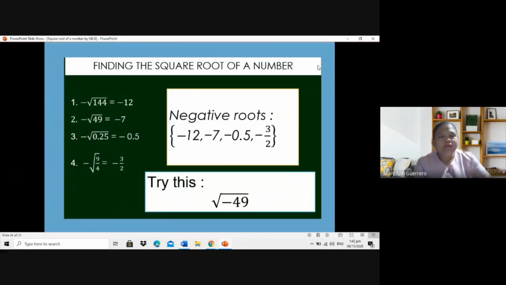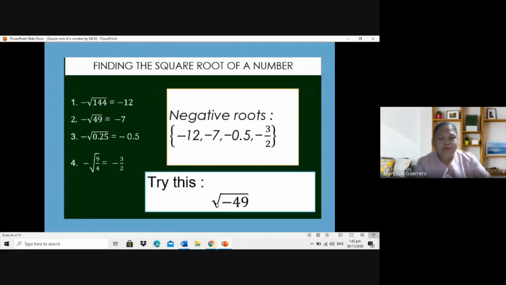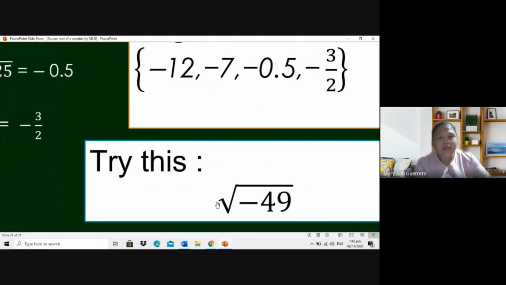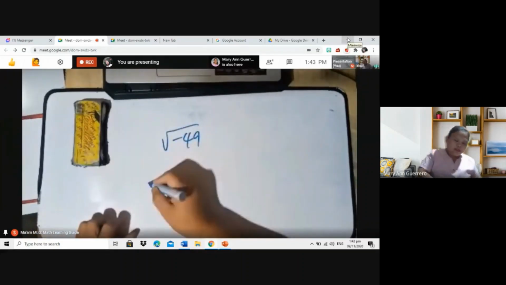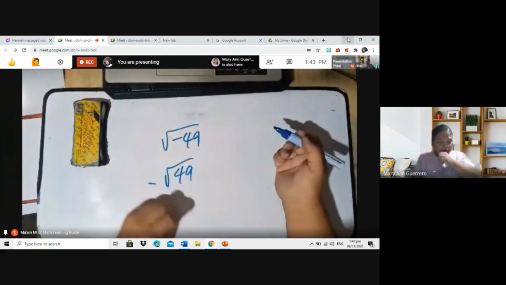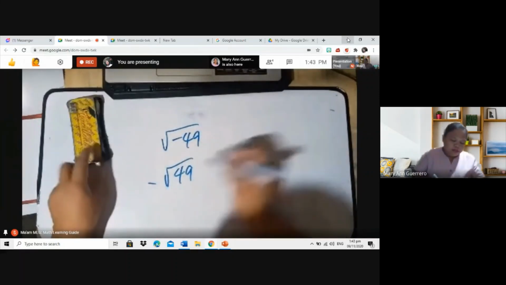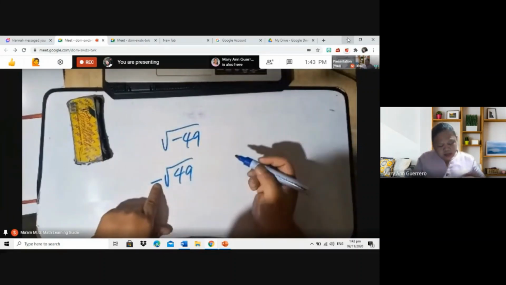Clear po ba yun? Okay. So, ngayon, what is the square root of negative 49? So, magkaiba ba si square root of negative 49 kay negative square root of 49? Yes, magkaiba yan. Okay. So, here, again, pinapahanap sa atin ay yung negative square root.